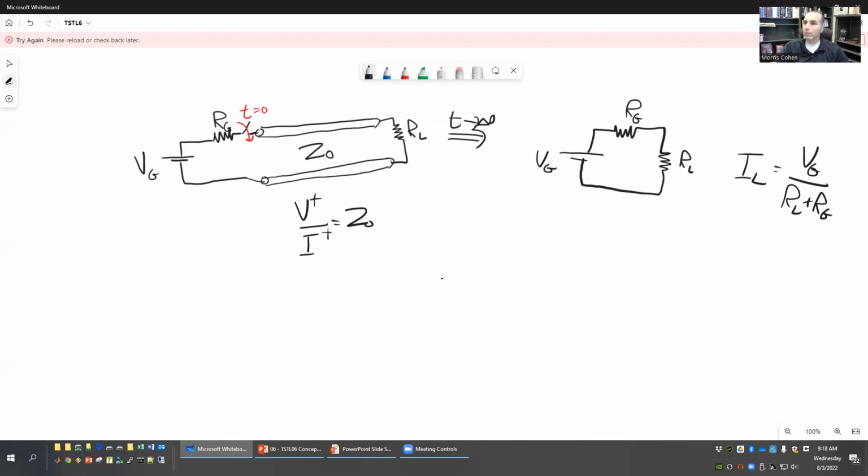And so the only way we can rectify this is by saying that at steady state, we actually have the sum of 2 waves. There is a positive going wave, which we're going to call V positive with an associated current I positive. And there's also a negative going wave, which I'm going to denote as V negative, that has an associated current I negative.